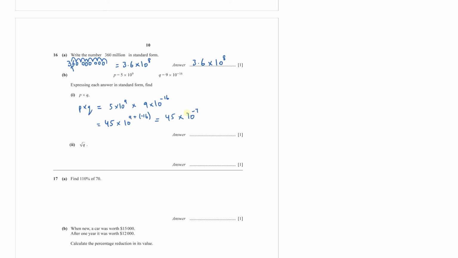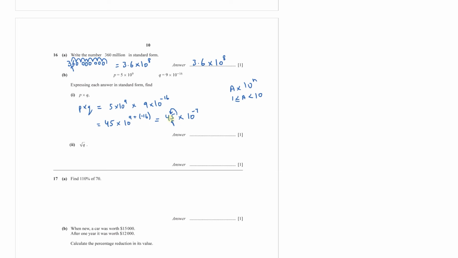So now you have 45 into 10 to the power minus 7. But this is still not in standard form, since we know that standard form is given by a into 10 power n, where the value of a is greater than or equal to 1 and less than 10. So this is 45, which is greater than 10. So I need my decimal here between 4 and 5. That means I have to move it one place to the left.